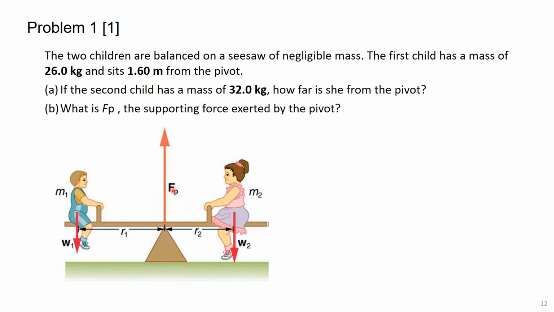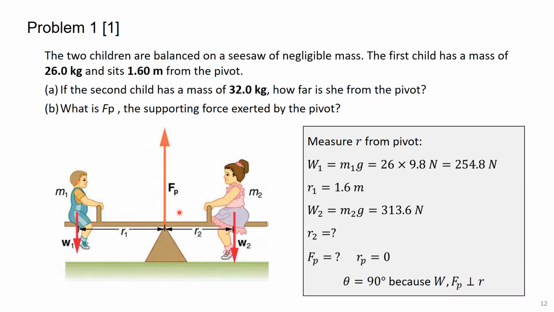So here we don't know what FP is, it's an unknown force, so we might as well choose the pivot exactly where the FP acts from. That way it will eliminate the contribution of FP. Okay, so these are the list of information that we have.